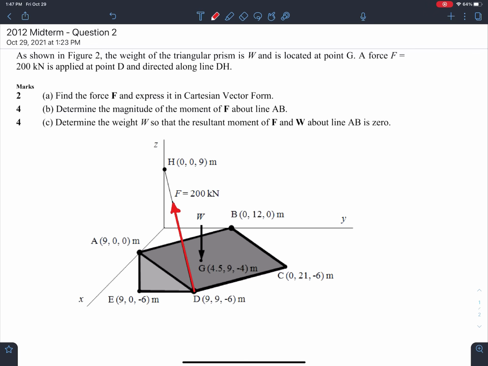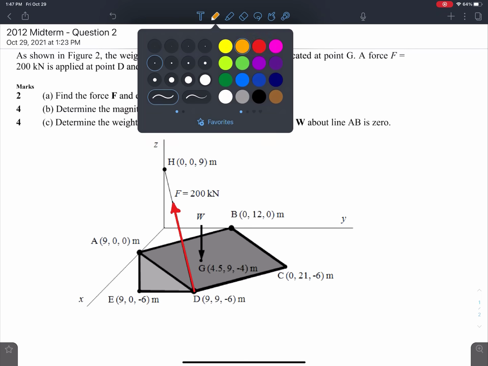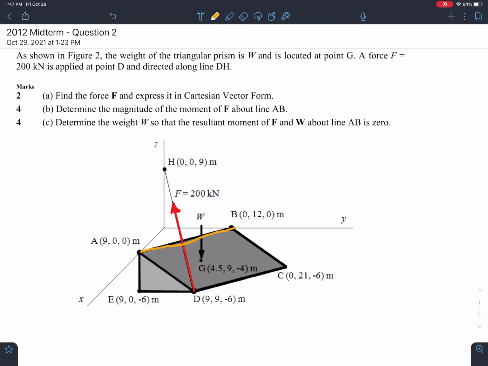And then finally, part C says, determine the weight W so that the resultant moment of F and W about line AB is 0. Basically, what this question is asking is, pretend that this line right here, AB, which I'm going to highlight in kind of an orangey color, was a door hinge. If I put that force F of 200 kilonewtons, we know that it wants to rotate my door upwards. But the door has a weight going downwards, so it's basically saying, what is F and W so that the door does not rotate at all about that line? That's all we're trying to find, the forces that will basically create equilibrium.